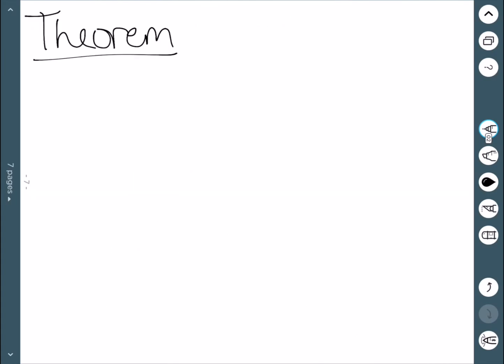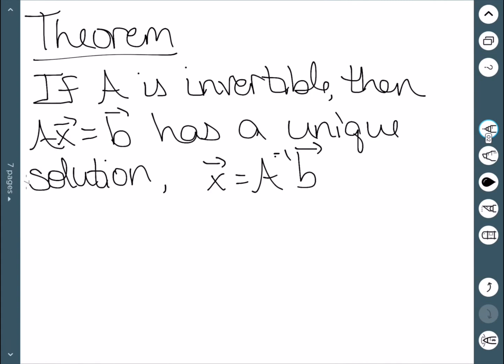And we'll look at one theorem about these matrix equations. If A is an invertible matrix, then the system of equations Ax equals b has a unique solution no matter what vector b is. In particular, the solution is given by A inverse b.